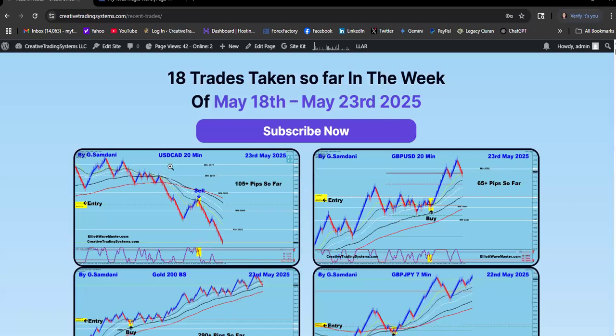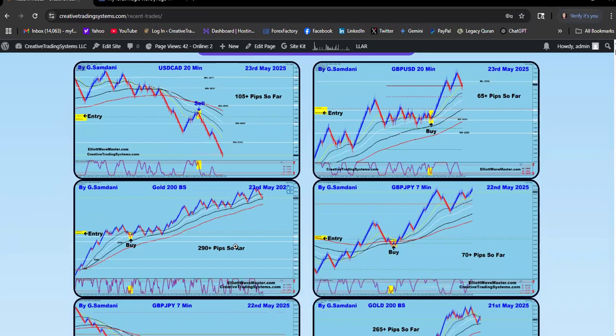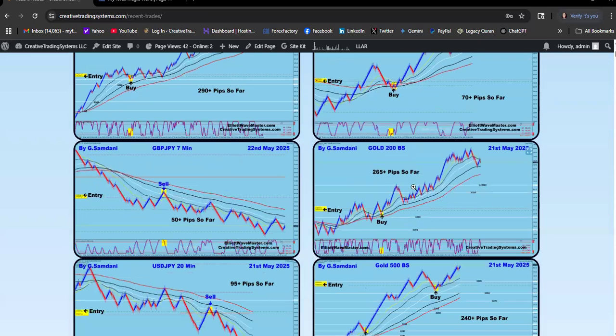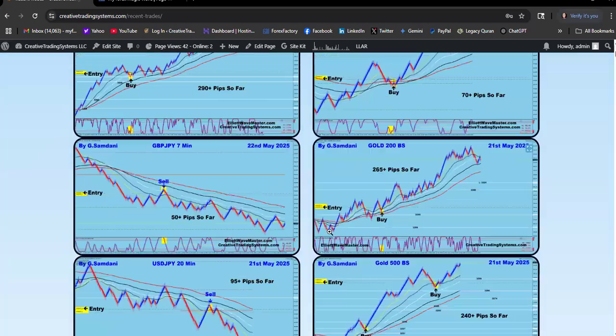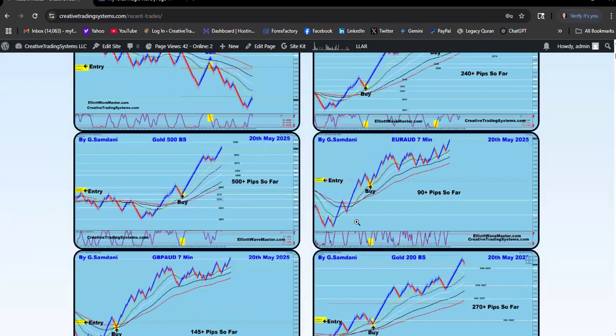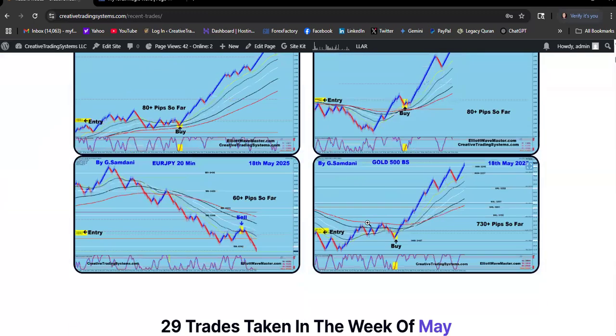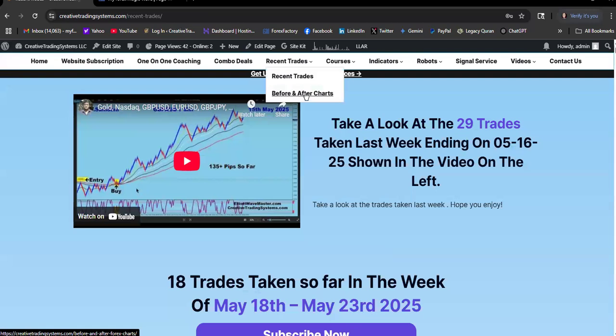Look at this, the USD CAD 105 pips, pound yen, all of these trades from last week. You see, pound yen 70, gold. This is what it is, and there was a Euro USD too. Where the heck is that? Oh, I forgot to put it on. I think, no, this is Euro Aussie. Anyway, all of these trades are there, right? And also you can see my before and after chart of what really happened.